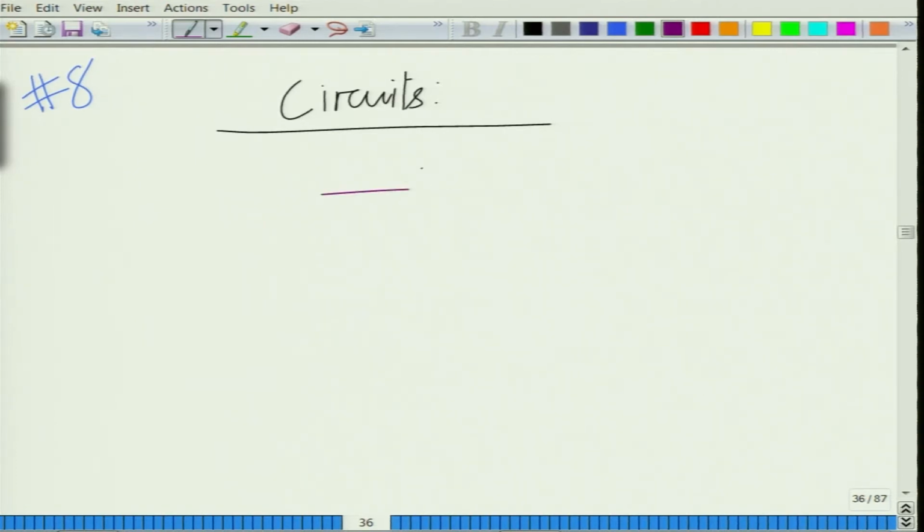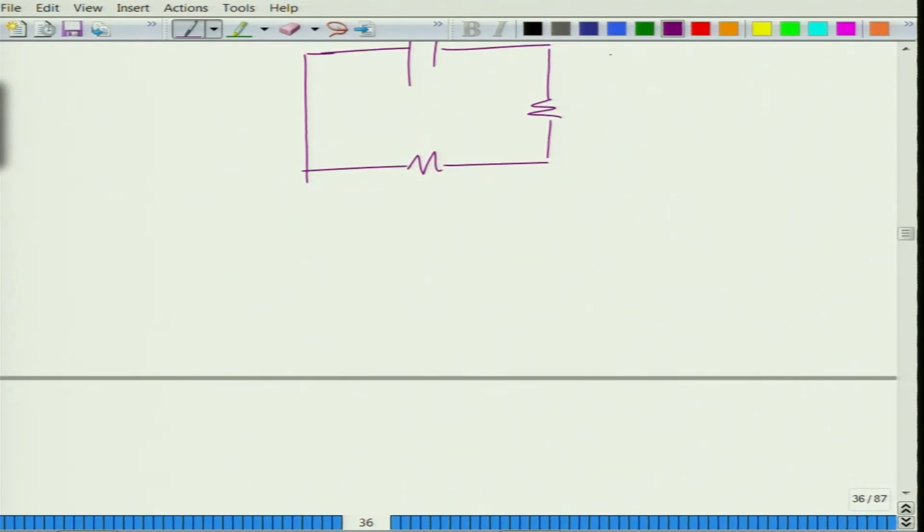Let us consider a simple circuit that is shown below. These are the different resistances, and you have another resistance here. Let us start putting the values. This is 4 ohm. So, hopefully all of you have seen this kind of circuit before.